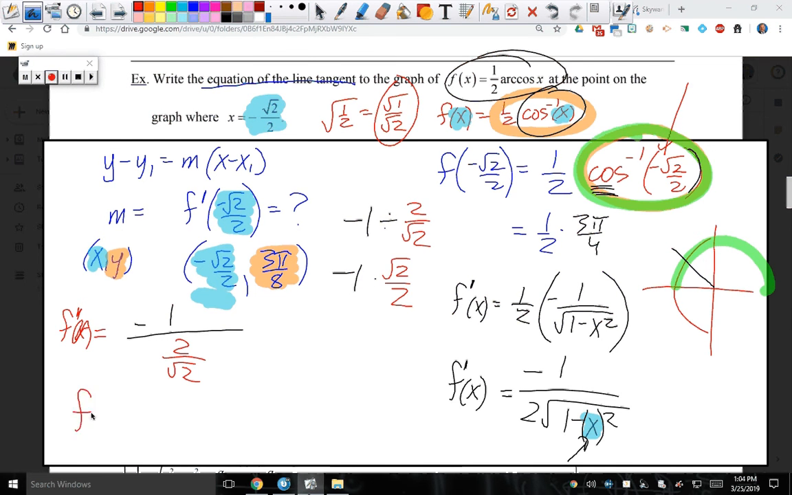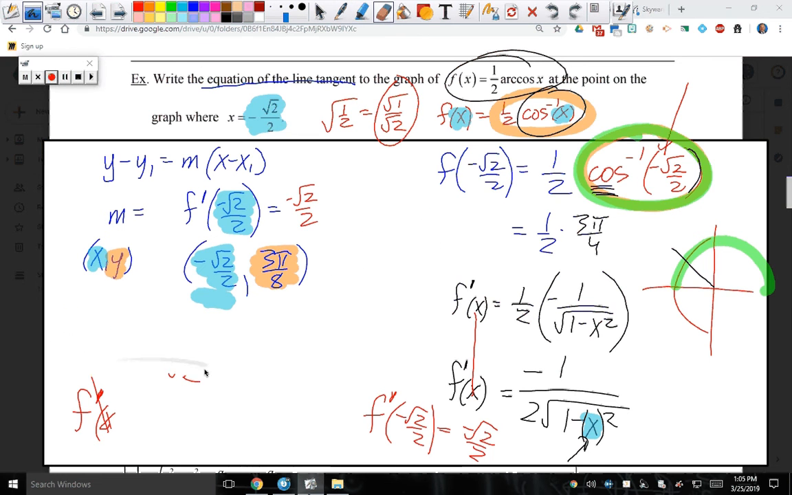So the derivative, and I should have been putting, right here, for all these x's, negative root 2 over 2 because we're actually evaluating it there. So f prime at negative root 2 over 2 actually becomes negative root 2 over 2. Just by coincidence. There's no correlation. It's some crazy coincidence that it ended up being the same as the input. So the slope is negative root 2 over 2.